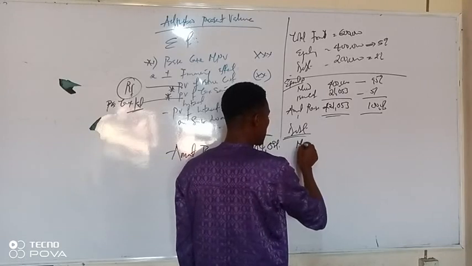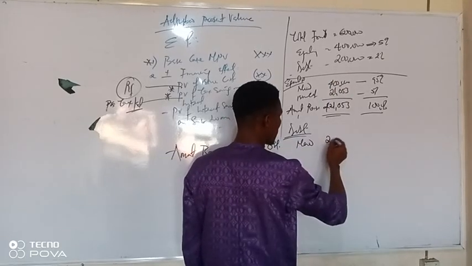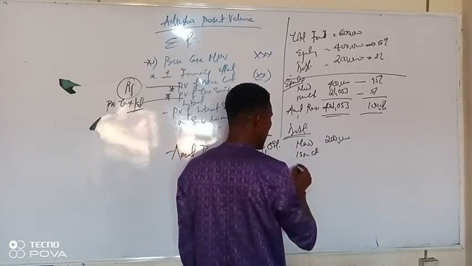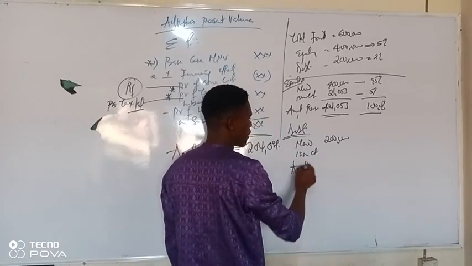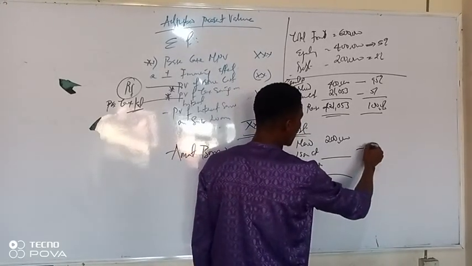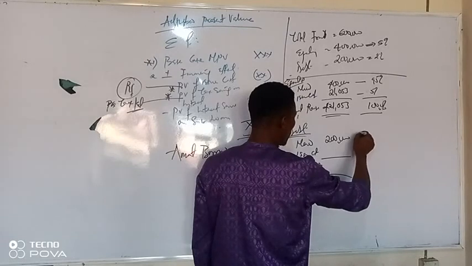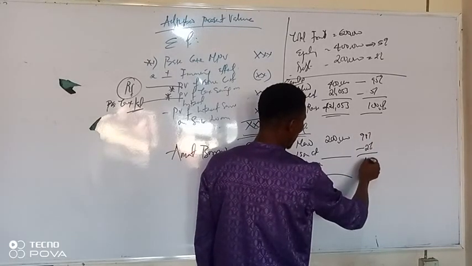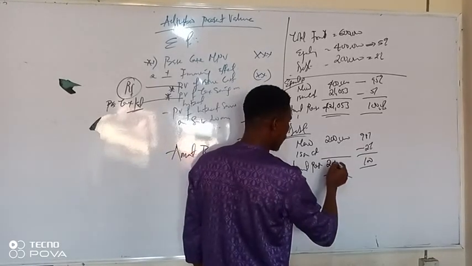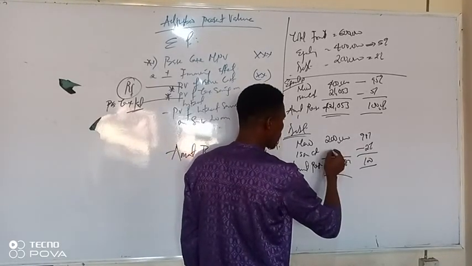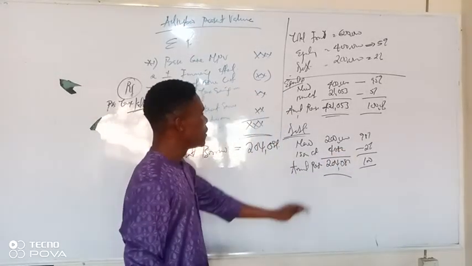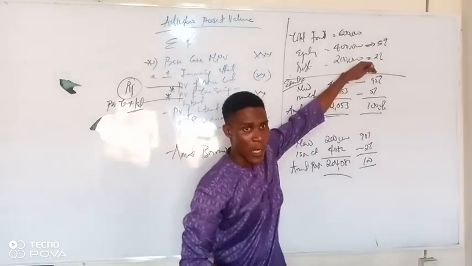Then for the debt, the amount needed for debt is 200,000. We don't know the amount raised yet. The flotation cost is 2%, so the amount raised will be 98% of 100%. So we get our amount raised, 204,082. Now, you know where I'm going. This is what you are going to use to calculate your interest.